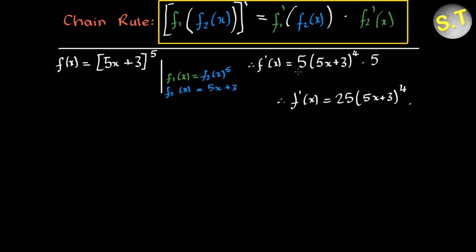So what we did was we took the derivative of the first part of the function, so using the power rule, we times by that power and then reduce the power by 1, and then we times by the derivative of our second part, which is 5.